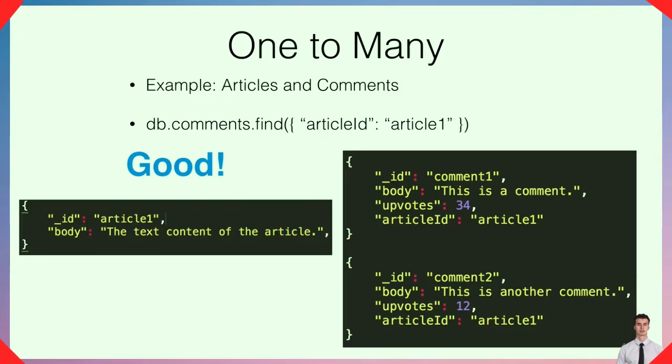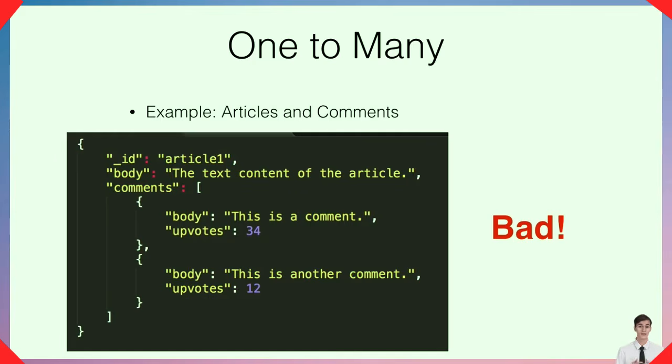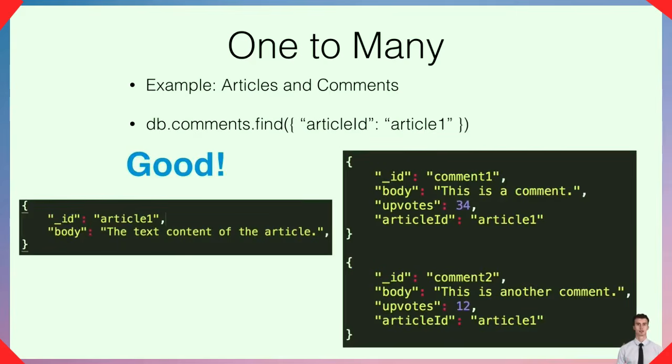So therefore, if you're loading this article on a web page and you want to find all the comments along with it, you just need to run a command like db.comments.find, where article ID is equal to article1. And that'll happen at the same speed as loading this. The reason why this is better is because if you want to upvote any particular comment, you no longer have to traverse through this comments array. You can just specifically refer to any one of these comments and change the upvotes counter.